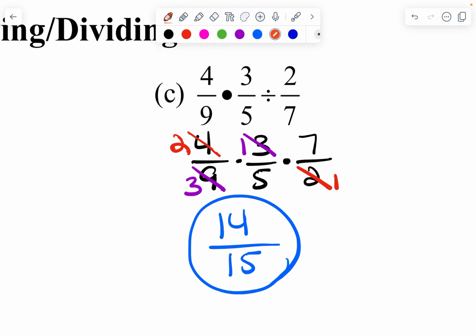All right, so that's part C, multiplying and dividing. It's a combination of both, so turn it all into multiplication. And I would highly recommend simplifying first. I can do 2 times 1 times 7 in my head pretty quickly. Trying to do 4 times 3 times 7 in my head, not going to go so well, very honestly. And then dealing with 9 times 5 times 2, not exactly the smallest numbers in the world to work with.